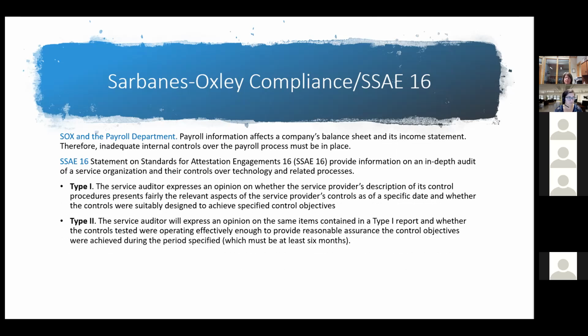So Sarbanes-Oxley came about after the Enron debacle, just because they needed more internal controls. The American citizens as a whole needed more transparency and assurance for companies that you and I are investing our retirement into on the stock market. So that was part of the Sarbanes-Oxley compliance.